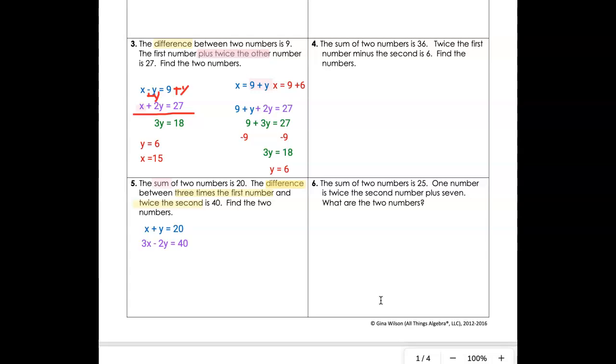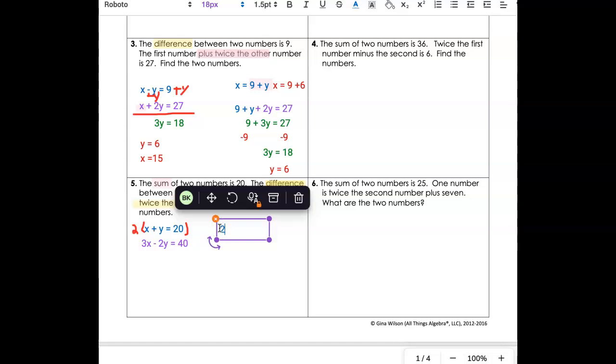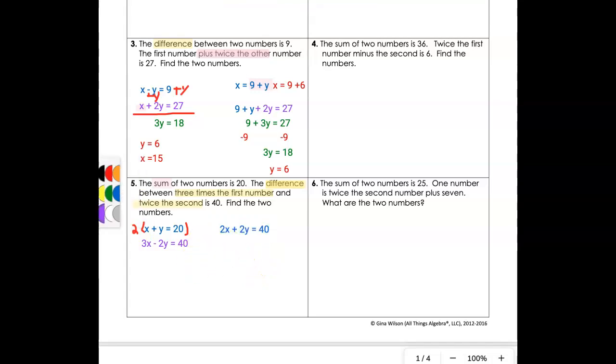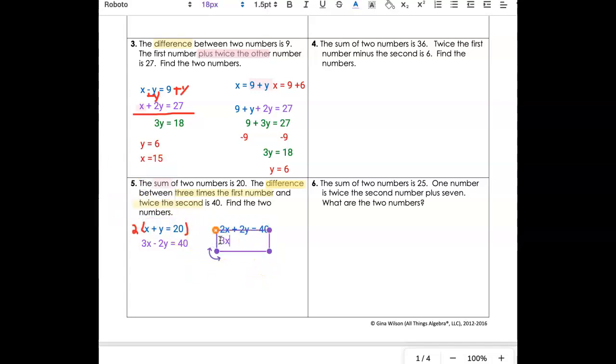And then again, you can solve it using either method. And so I can use elimination. I see I have a positive y and a negative y, so if I multiply this whole top equation times 2, now my top equation becomes 2x plus 2y equals 40. My bottom equation doesn't change. 3x minus 2y equals 40.